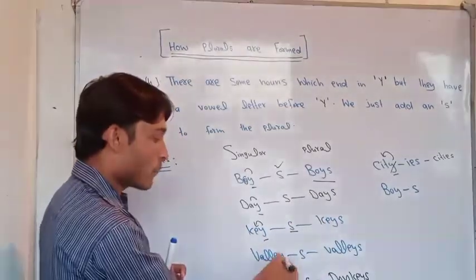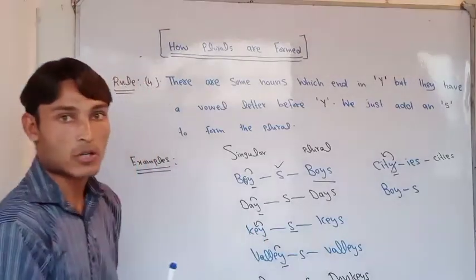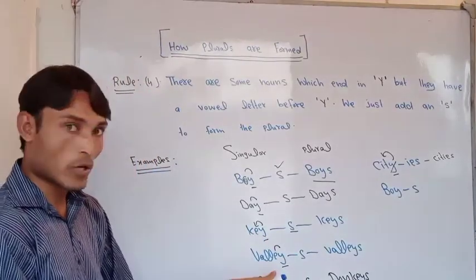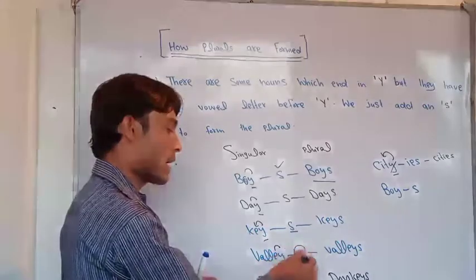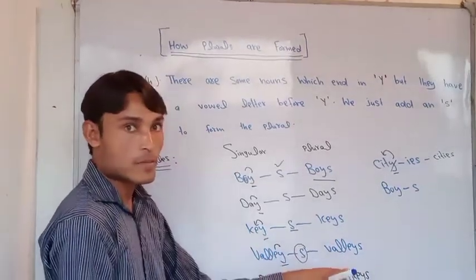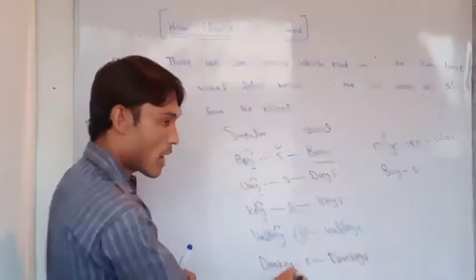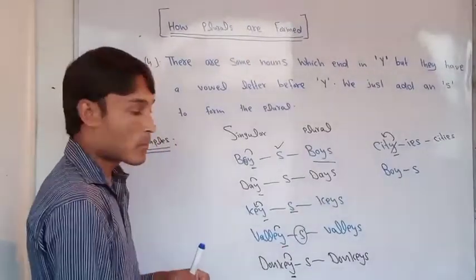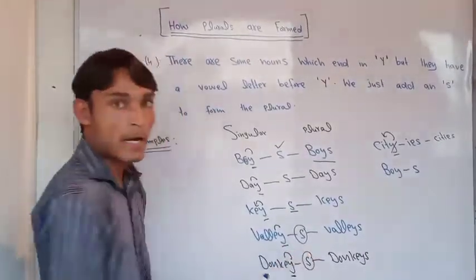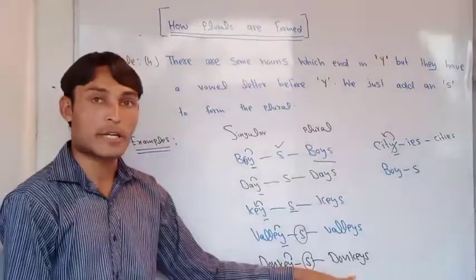Next we have valley. Y is there, and before the y we have a vowel letter, that is e. So if you want to make the plural of valley, we simply add s and that converts it to valleys. Now if we talk about donkeys, the same case here also: y and before that we have e. So we can simply convert by adding s and that is called donkeys.